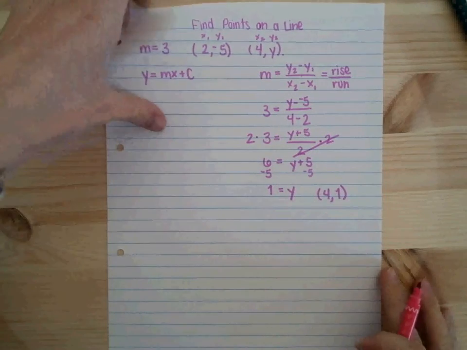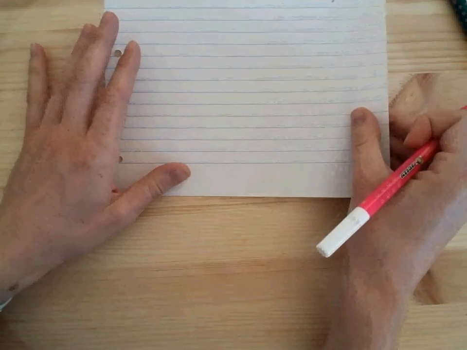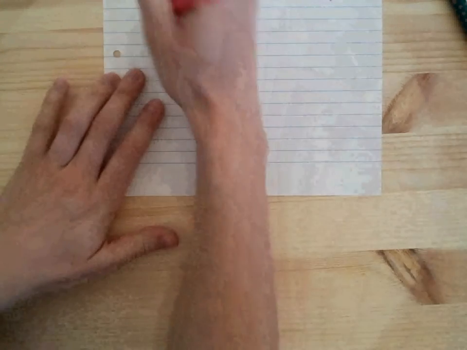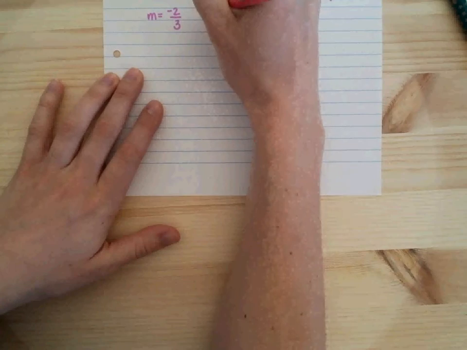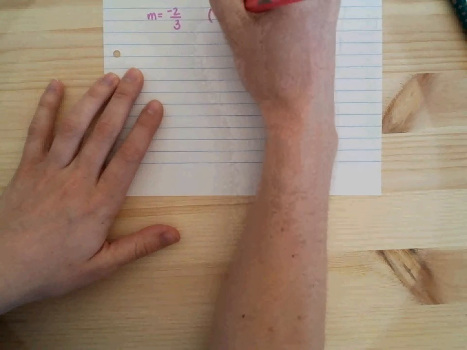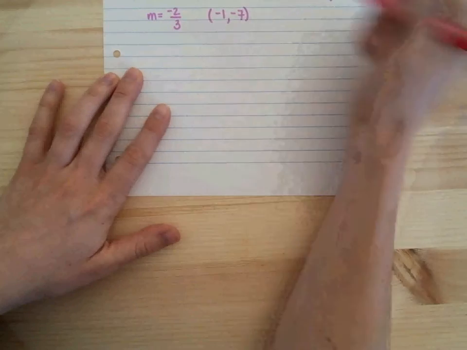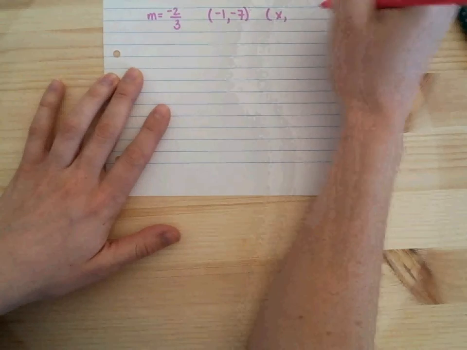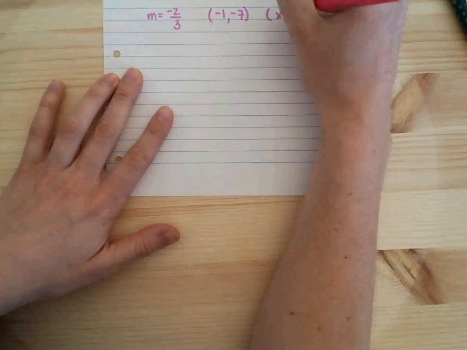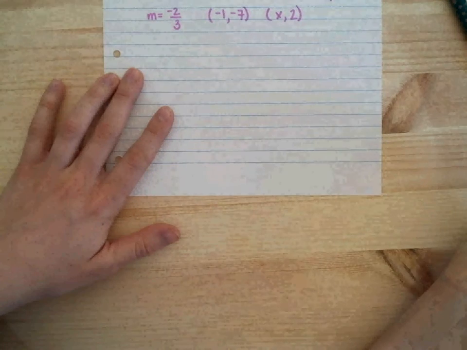I'll show you that with another example. So let's say our slope is -2/3. We have one point, which is at (-1, -7). We have a second point, for which we don't know the x value, and the y value is 2. All right, same idea.